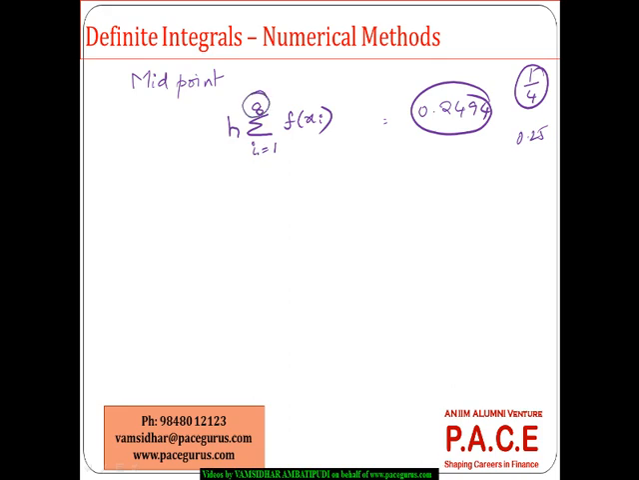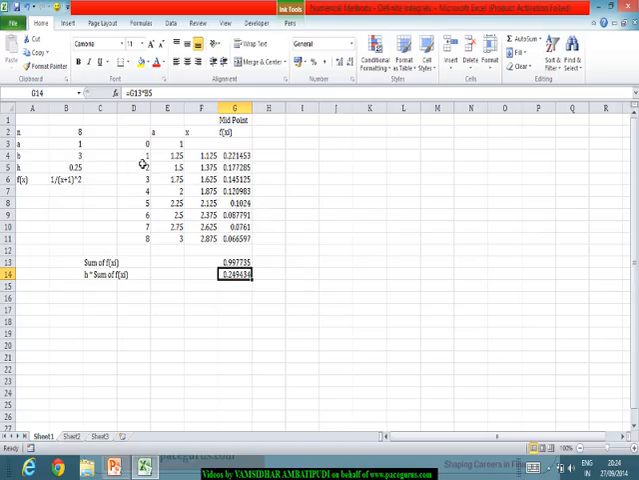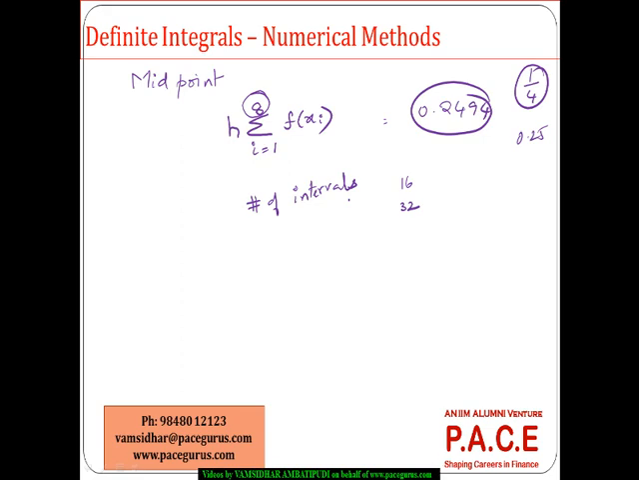Probably instead of using 8 intervals, 8 partitions, if I had done 16 or 32 partitions, I would have come more and more closer to accuracy. So in short, when I am talking about a midpoint rule, all we do is first identify the number of intervals. Here we have identified 8 intervals. Based on that, identify the boundaries of each of the intervals and take the midpoints of each of the intervals. Substitute the value of the midpoint in each of the intervals into the function. Then add up all of them and multiply that by h. Whatever result comes out is the value of the definite integral as per the midpoint rule.